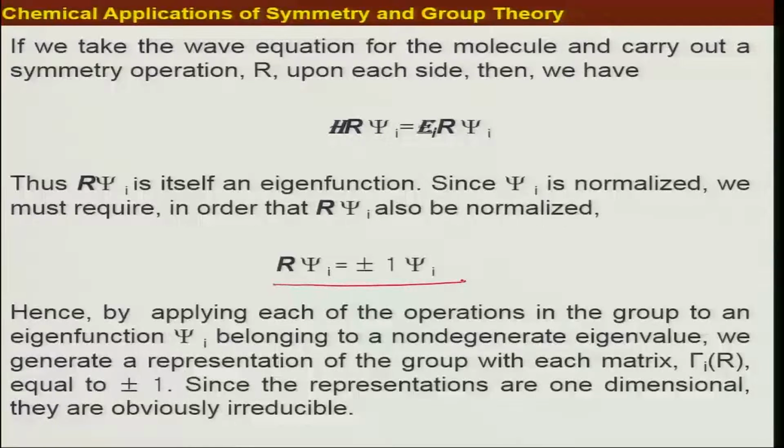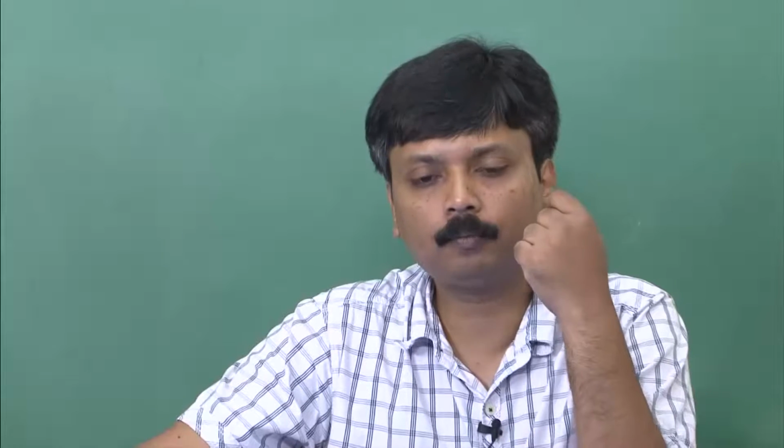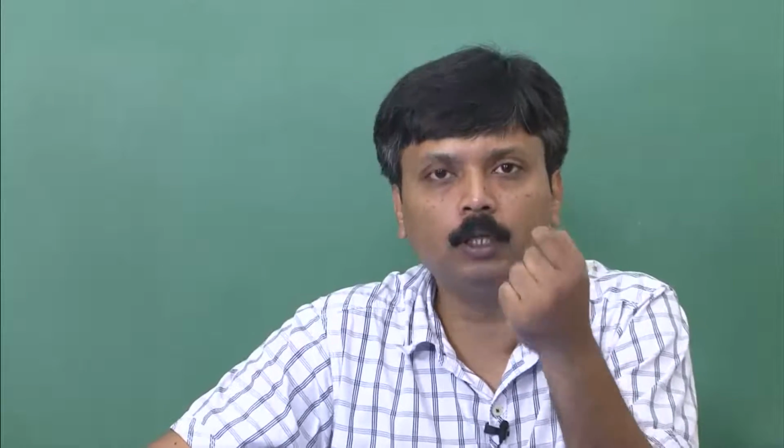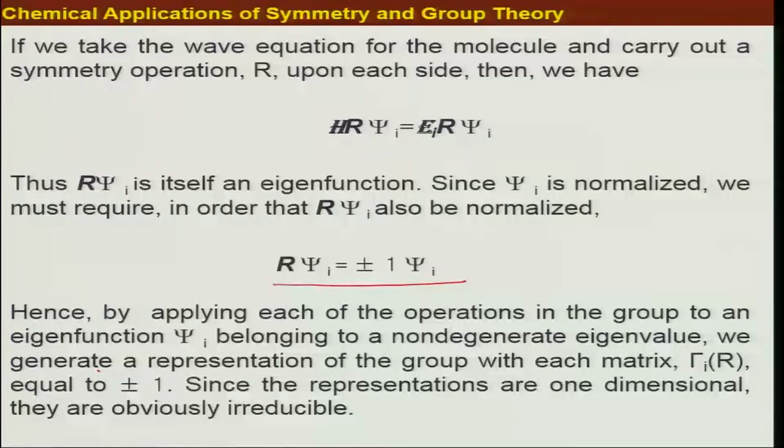Now if we apply all the symmetry operations of the group onto an eigenfunction psi i which belongs to a non-degenerate eigenvalue, what do we mean by non-degenerate? When we operate the Hamiltonian on psi i, the eigenvalue that is generated is non-degenerate. Then we can generate a representation of the group as gamma i of R. Now we have just seen that R psi i equals plus or minus psi i. That means the eigenvalue is plus or minus 1. So the elements of this representation gamma i for any given symmetry operation will be equal to either plus 1 or minus 1.